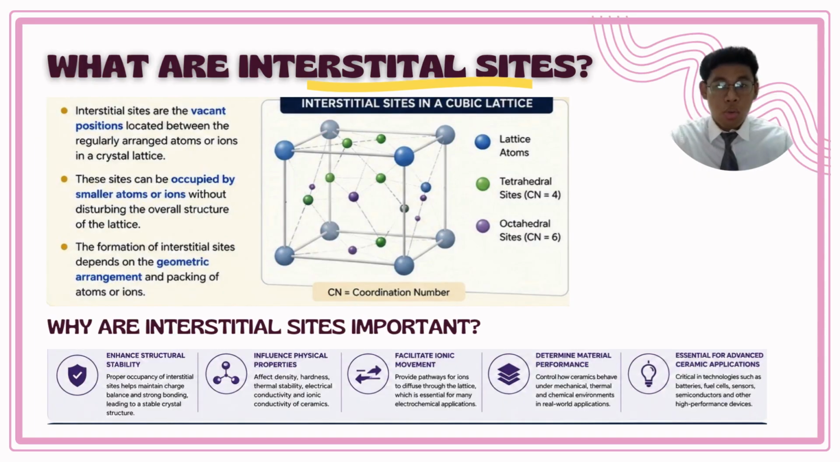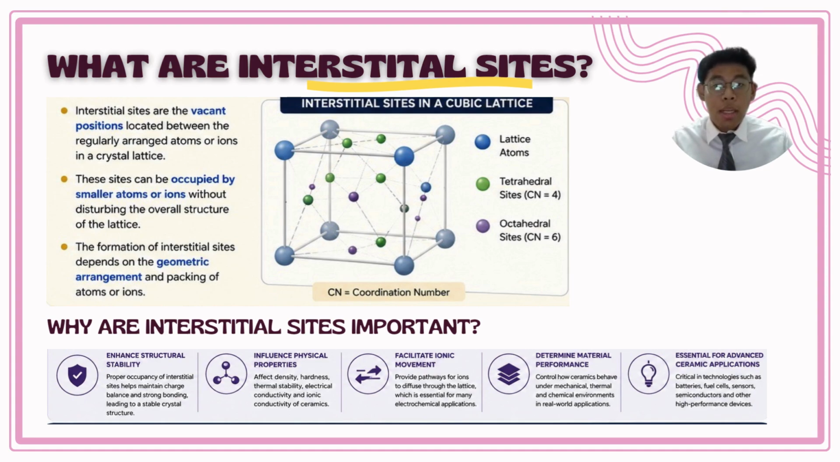So next we go through interstitial sites. Interstitial sites are the vacant positions located between regularly arranged atoms or ions in a crystal lattice. These sites can be occupied by smaller atoms or ions without disturbing the overall structure of the lattice. The formation of interstitial sites depends on the geometry, arrangement, and packing of atoms or ions. You can see the figure in the slide. It shows a lattice atom, the tetrahedral site, the green one, and the purple one, the octahedral site, which is CN4 and CN6.